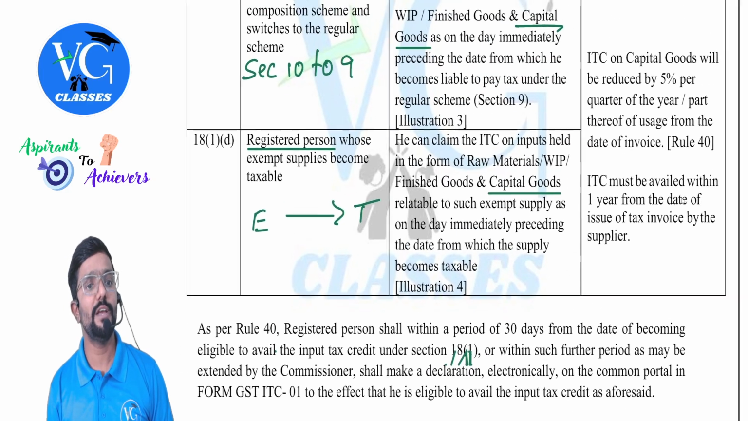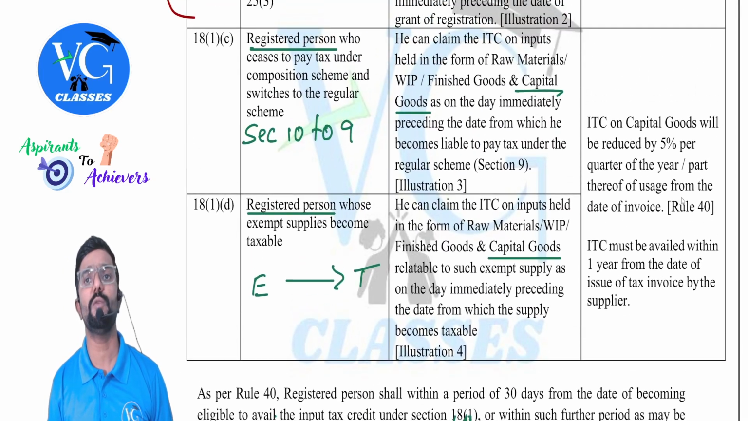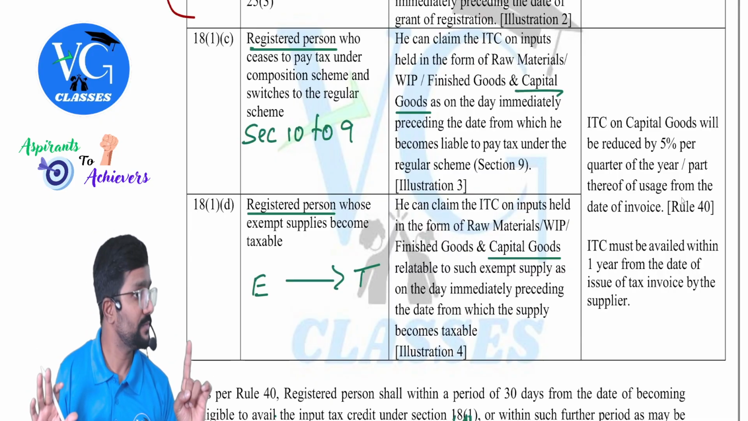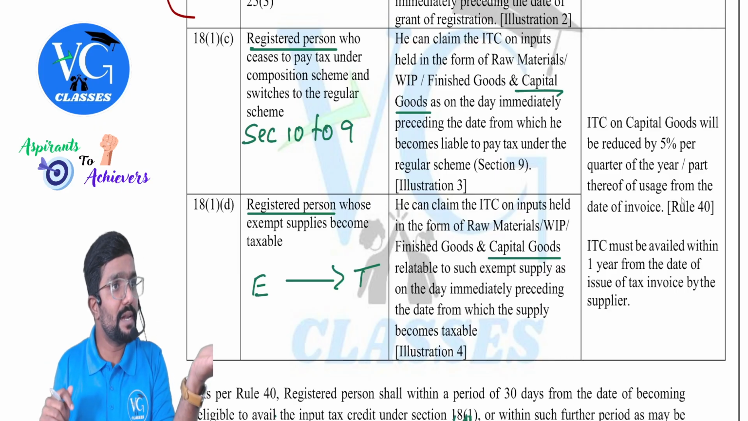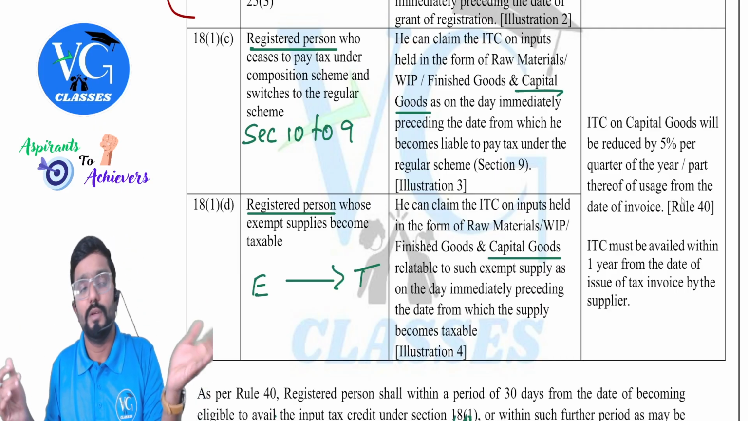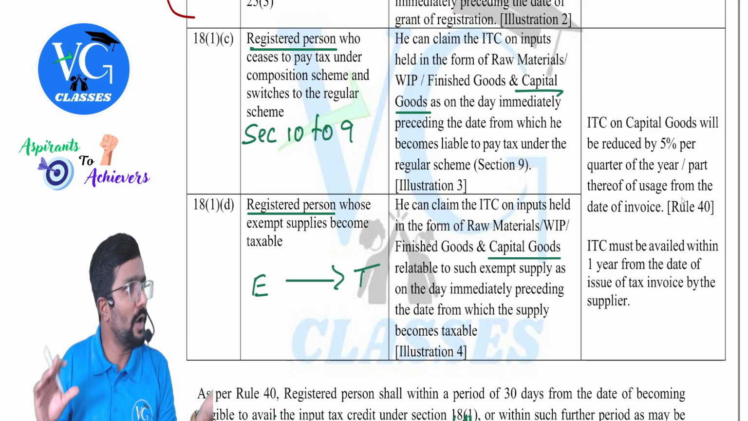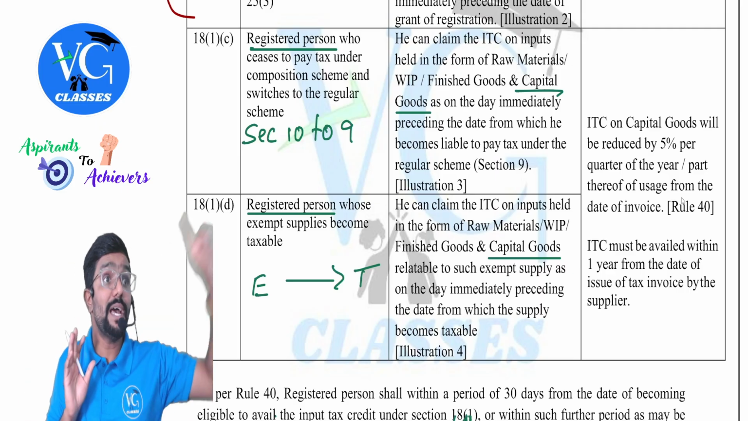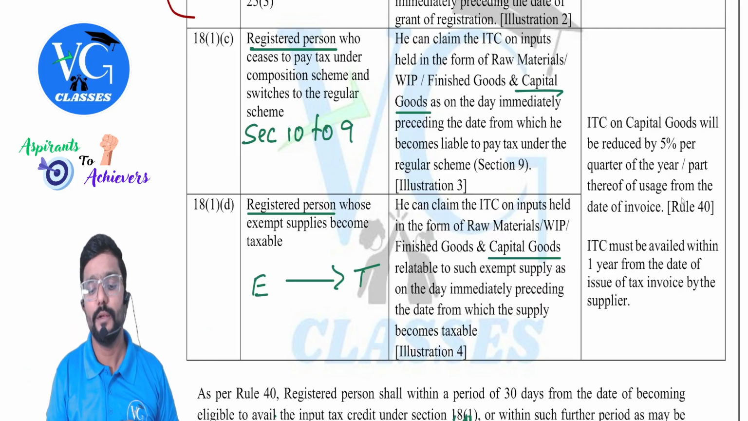Guys, did you understand both 18.1C and 18.1D? Yes. The effect is the same, but the scenarios are different. Clear? I was under section 10, now I came to section 9. My outward supply was exempt, now it became taxable. The impact or effect is the same, the scenarios are different.